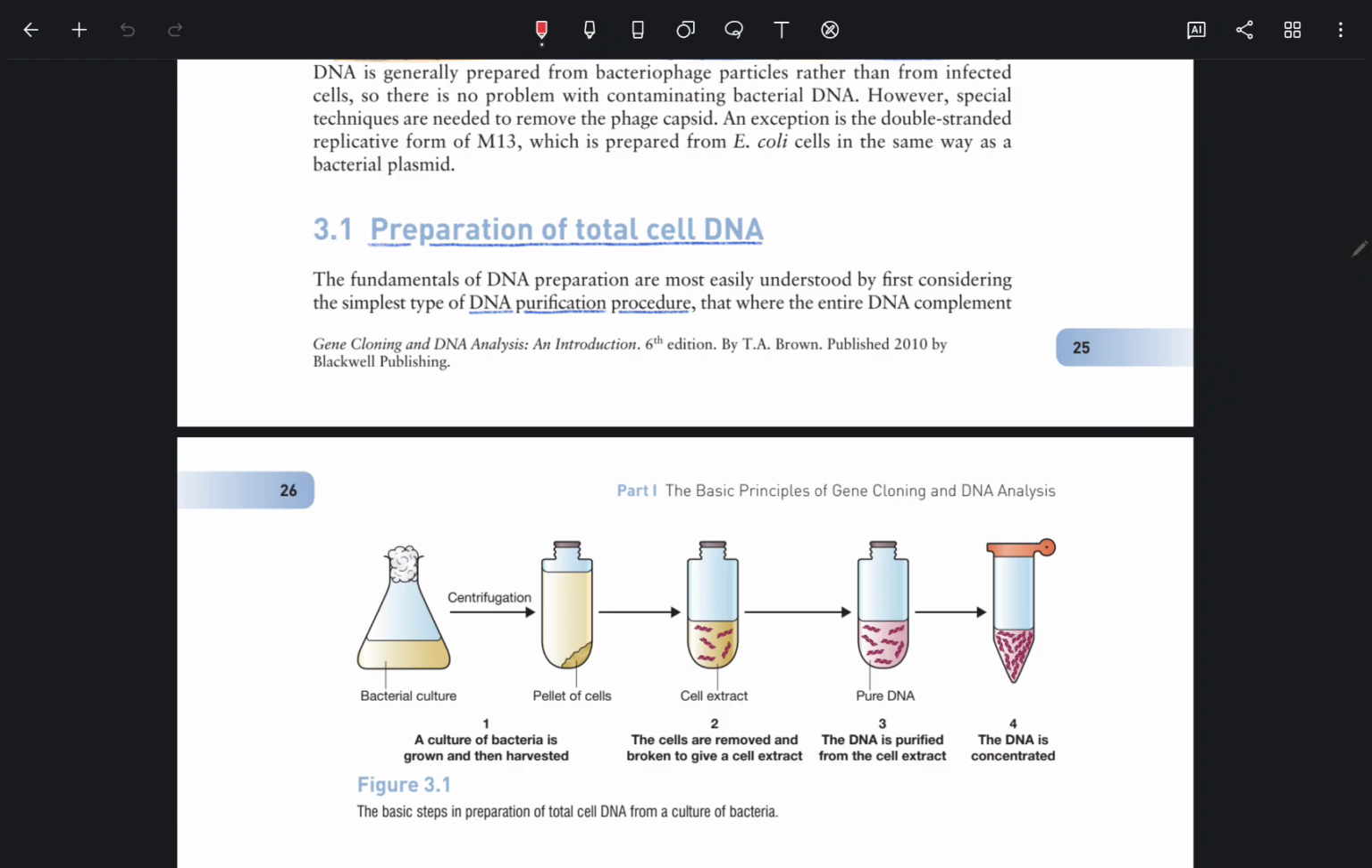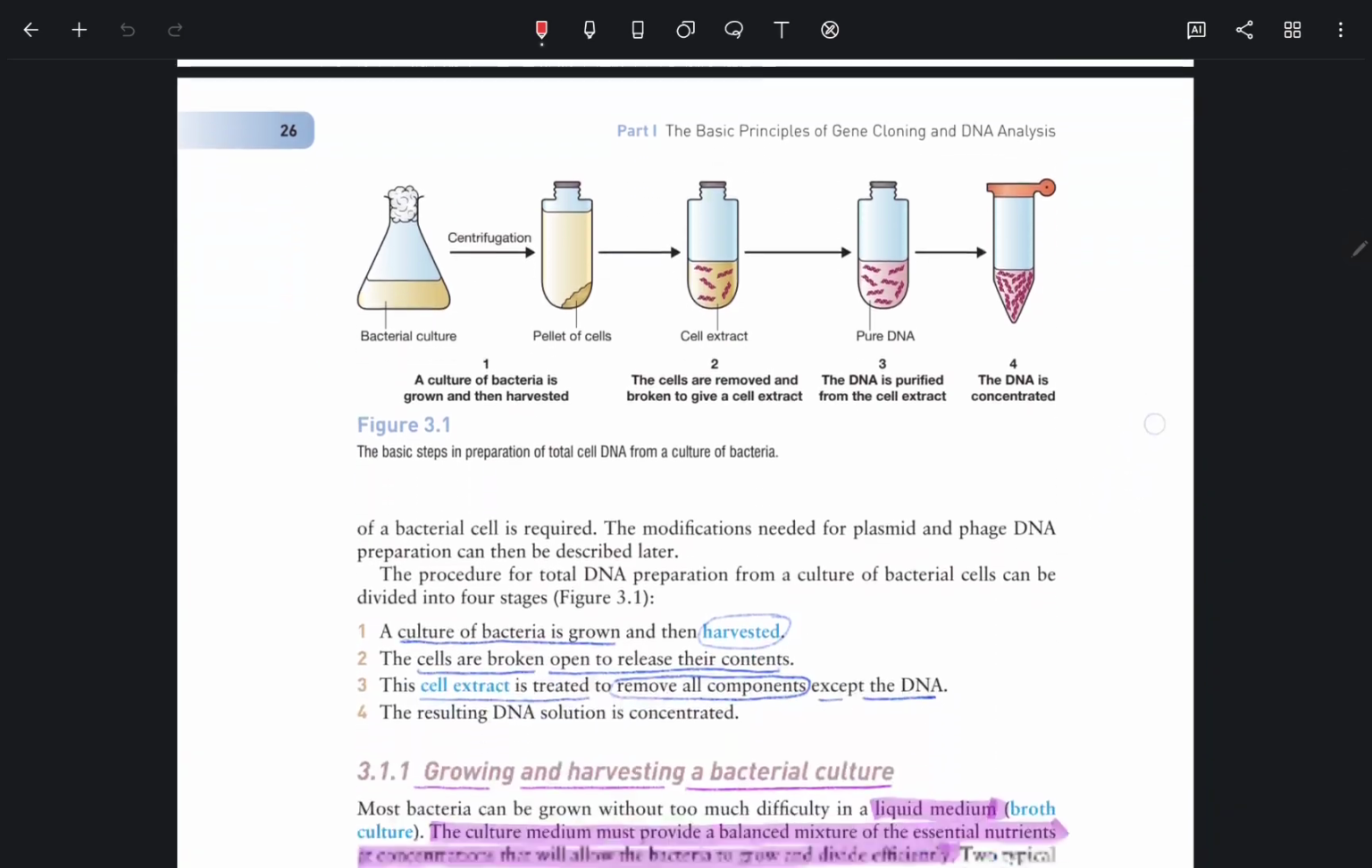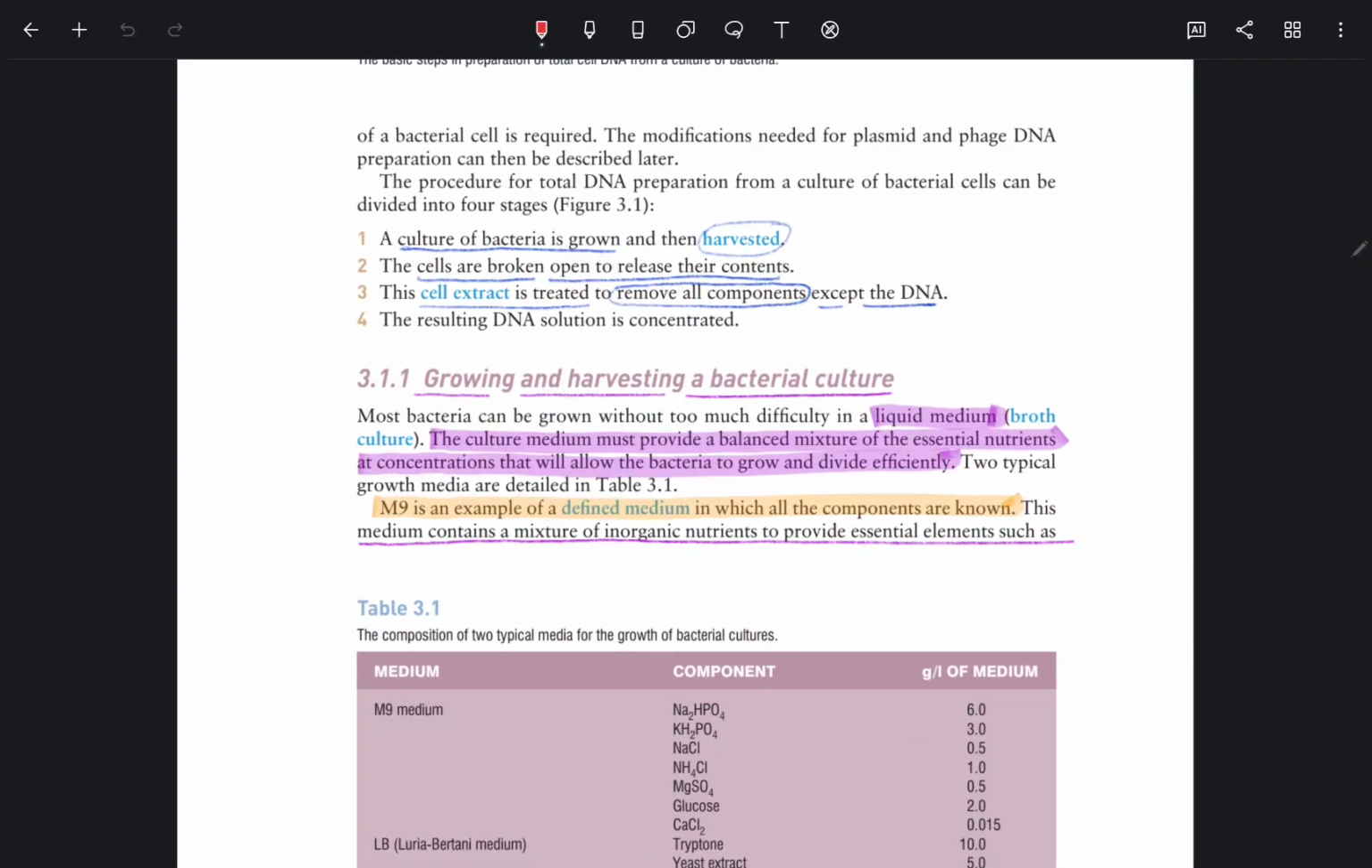The fundamentals of DNA preparation are most easily understood by first considering the simplest type of DNA purification procedure. The procedure for total DNA preparation from a culture of bacterial cells can be divided into four stages.